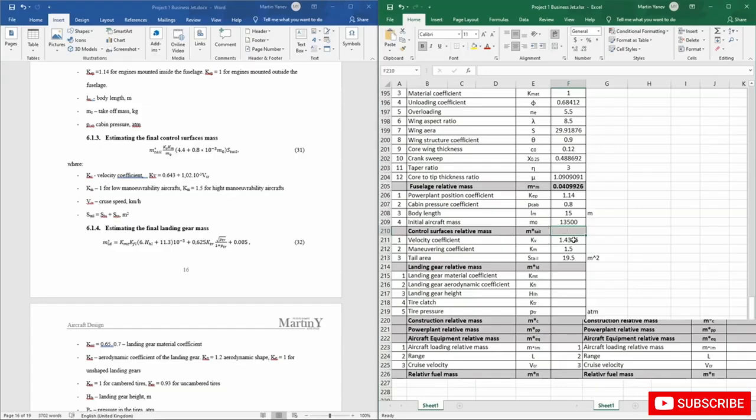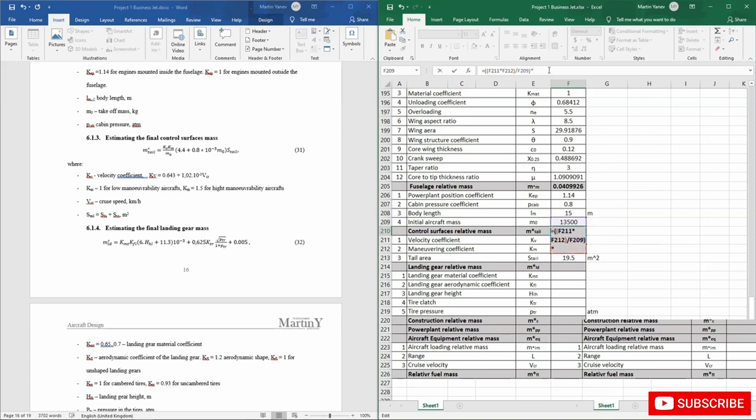And now, since we are ready, let's estimate the final relative mass of our control surfaces. So this will be equal, and actually here I missed the equal sign. So this will be equal to bracket kV multiplied by Km, close the bracket, divided by M0, which is this one, okay. And actually I'll place all this in brackets.